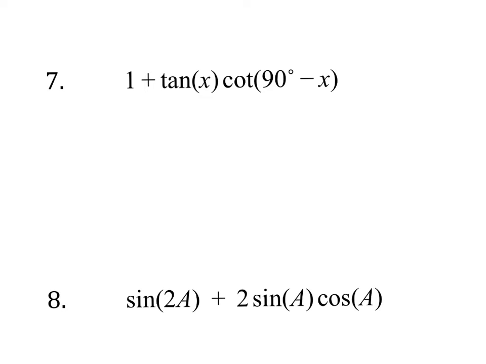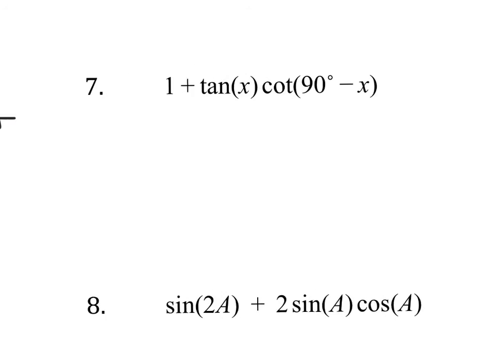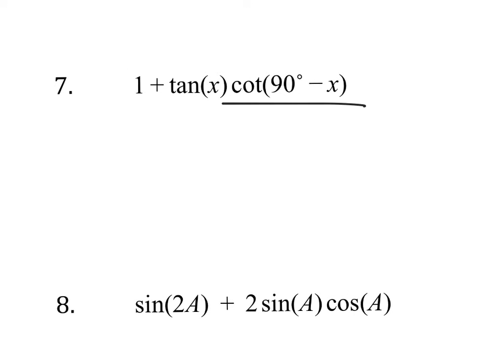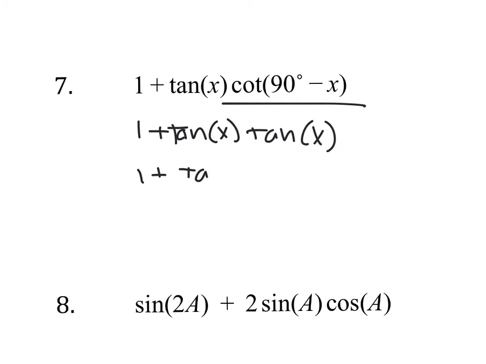All right, number 7. Cotangent of 90 minus x. So there's a cofunction relationship that says anytime you've got a 90 minus x, you're doing the trig function of the complementary angle. You can convert that to the complementary function instead. So the cofunction for cotangent is tangent. So this just becomes 1 plus tangent x times tangent x, or 1 plus tan squared x.